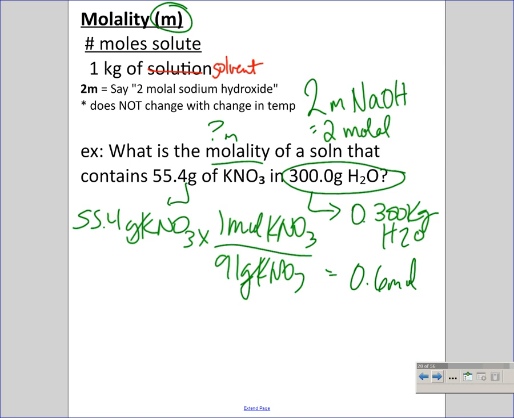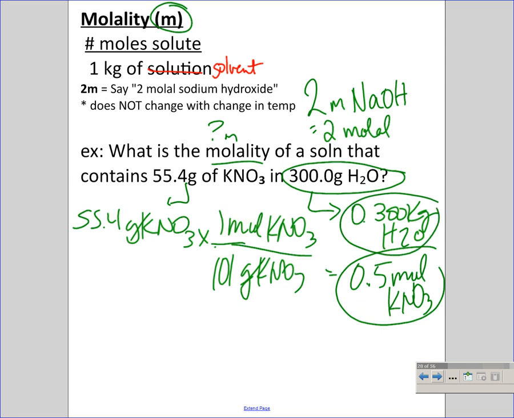What is it? Did you have it? No, I think it was 101. Oh, 91. 48 plus 40. I believe you. I thought it was kind of low, but I don't know what I did. Yeah, we'll go with that. Okay, so then this is a little bit less. What is it, 0.5? We'll go with 0.5. 0.5 moles of KNO3. So that many moles over that many kilograms is going to give us our answer.